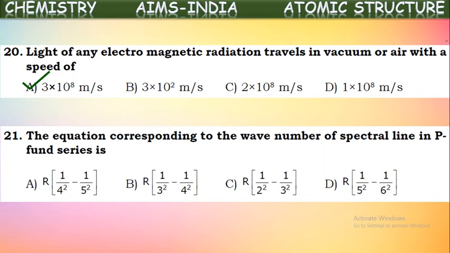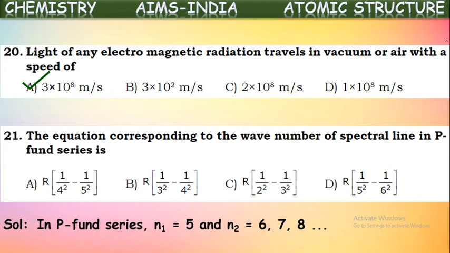Next, the equation corresponding to the wave number of a spectral line in the Pfund series. So when is this Pfund series obtained? When electrons jump from higher orbits to the fifth orbit. That means in the Pfund series, n1 will be 5 and n2 will be any higher orbit than 5, that is 6, 7, 8 and so on. Now n1 is 5 and n2 might be any number more than 5. That means when an electron jumps from higher orbits to the fifth orbit, the Pfund series is obtained.